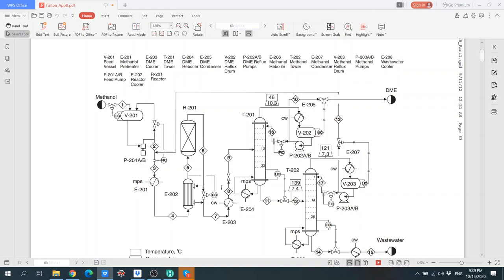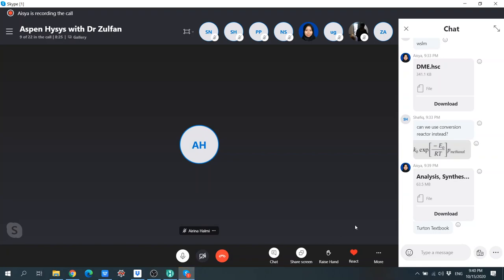So in that sense, having this as a conversion reactor also helps a little bit to start with, so that we can fix the conversions over here. Whatever methanol is coming in, we know the amount of methanol going out, and the concentration is somehow fixed. So it will help the recycle a little bit. But we will see that later on. Maybe Shafiq can use the conversion reactor, and then the rest of us can just follow the kinetics, and then we will see. And then you can share with each other.